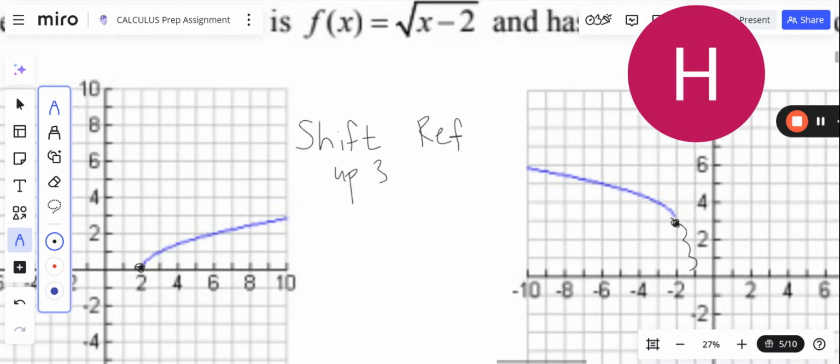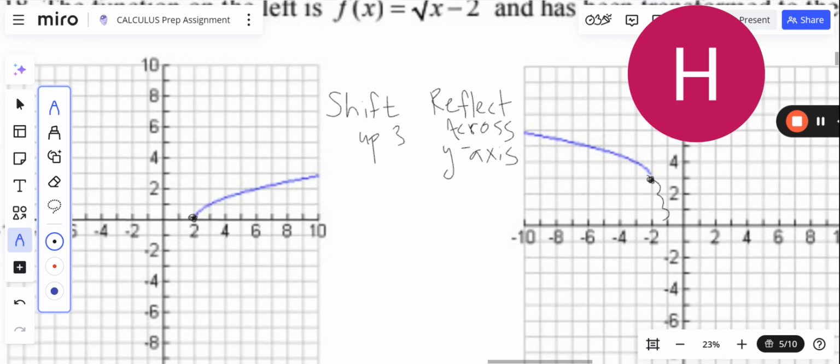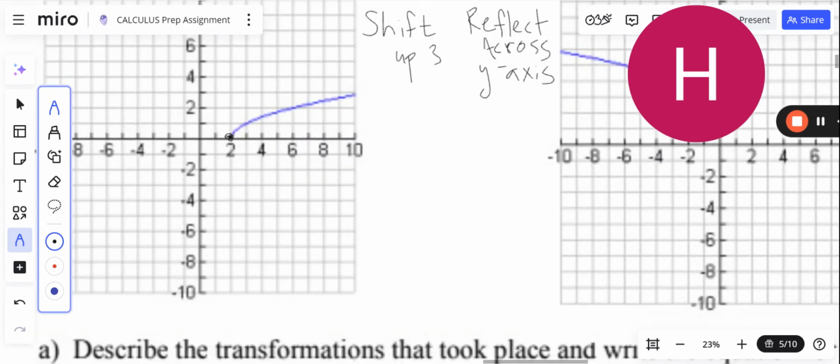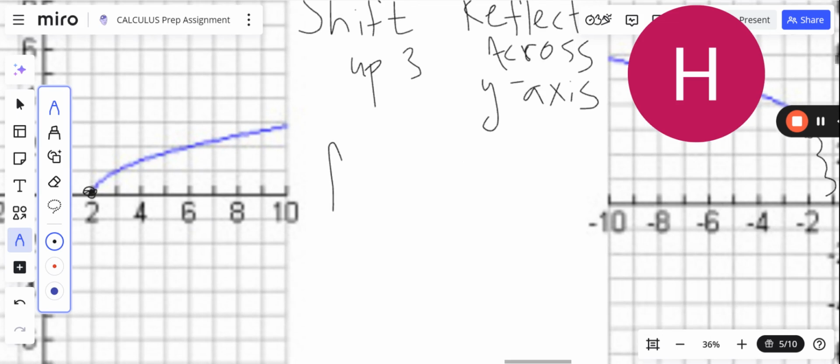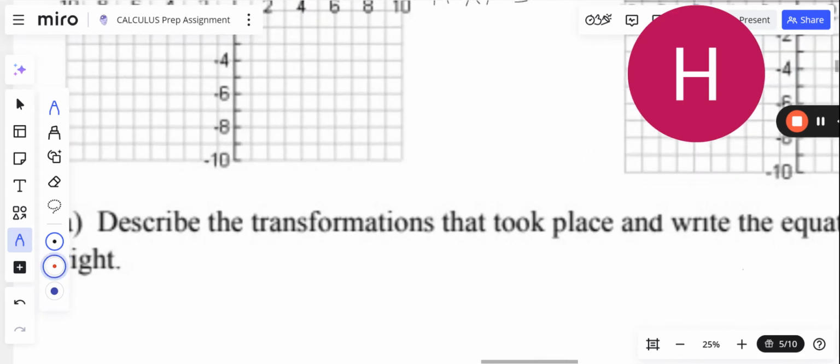And we're also reflecting. Which way does this reflect? This reflects across the y-axis. Now when we reflect across the y-axis, the way that we write the equation is we make the x negative. Okay, so let's go ahead and do that. That means we're going to have f of negative x and then plus 3. So describing the transformations, we've done that.